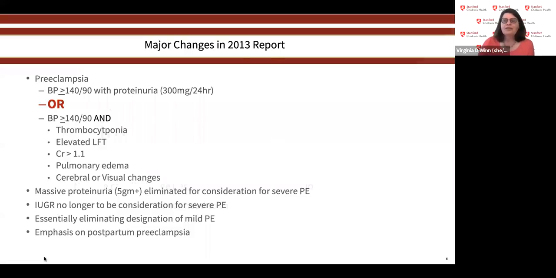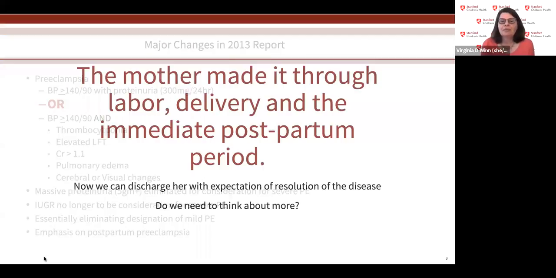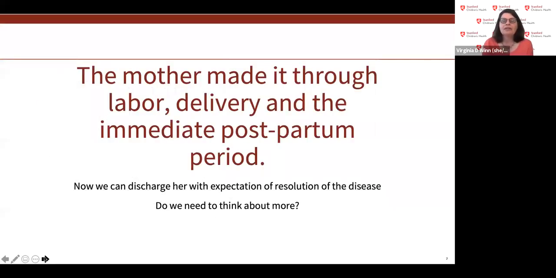But the emphasis today results from thinking about a mother that has been diagnosed with a hypertensive disease of pregnancy. She's made it through labor and delivery and the immediate postpartum period. Typically we discharge with expectations of resolution of disease unless they have chronic hypertension. And the real question is, do we need to be thinking about her long-term health more than just expecting this resolution of disease?